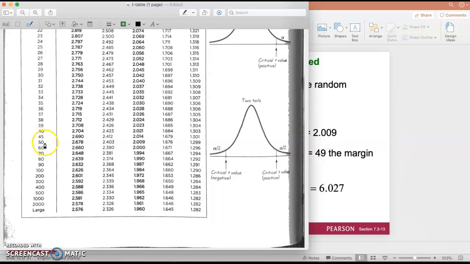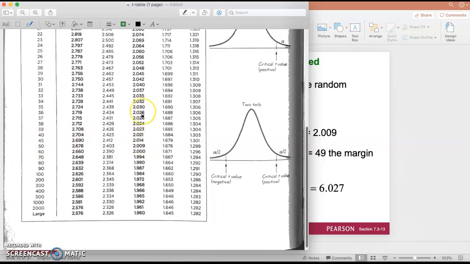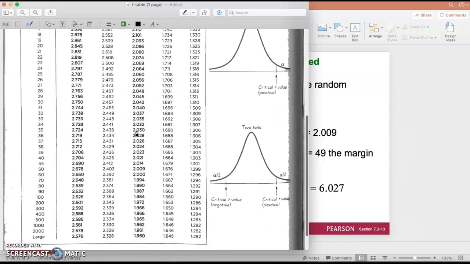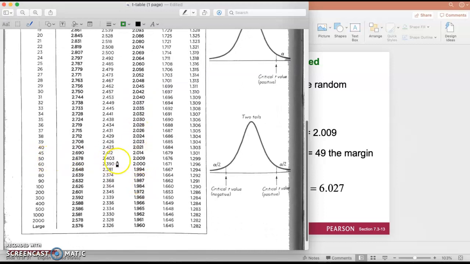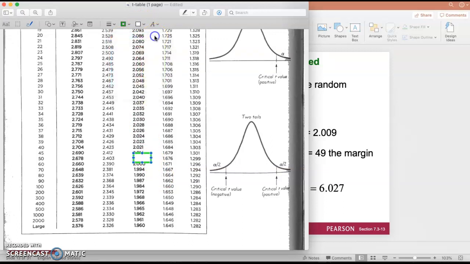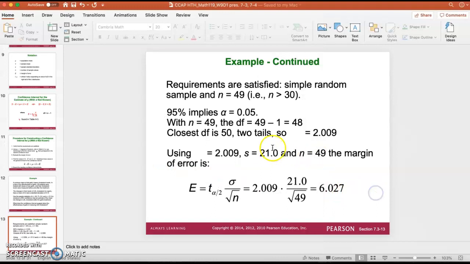So then I'm going to look in this row for 50. And I've got to make sure that I'm looking again at area in two tails for 0.05. Look in the 50, and then I find that critical value of 2.009. So that tells me that's what I'm using as my critical value. It's just the 2.009. So that's where that's coming from here.